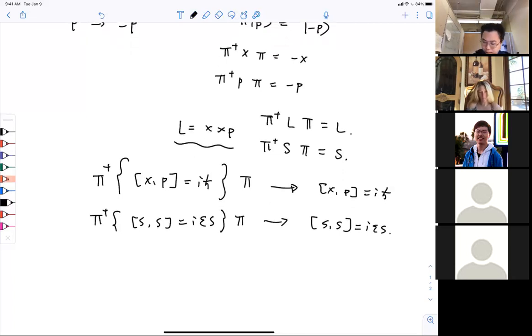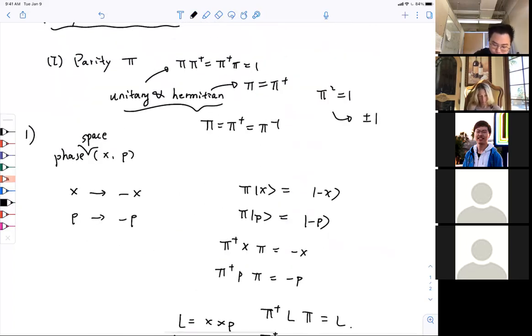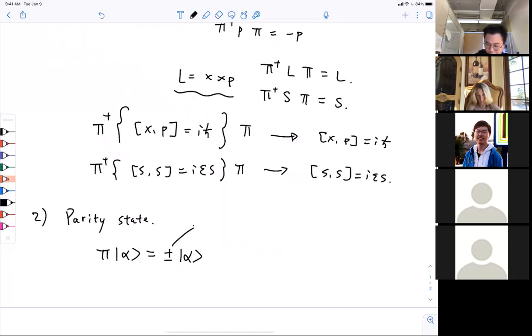Okay, so this is the first thing. The second thing is what we call the parity state. Basically, if we act with the parity operator on some state and we get plus or minus the state, the ket alpha, then if it's a plus sign, we say it's an even parity state. If it's a minus sign, it's an odd parity state.